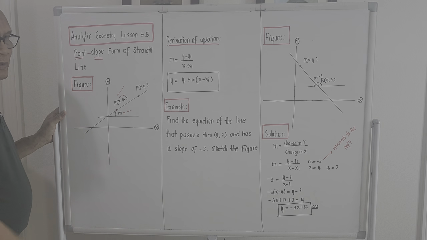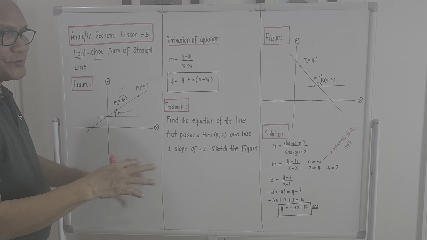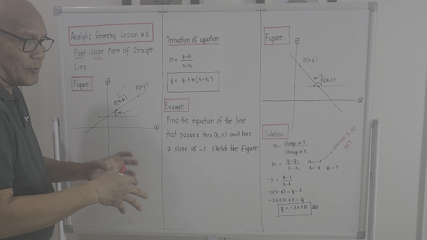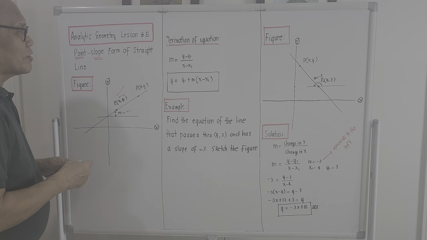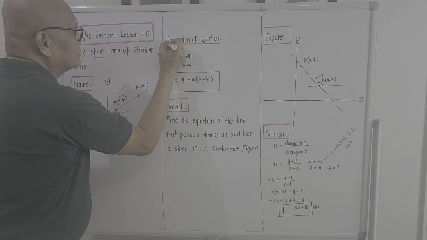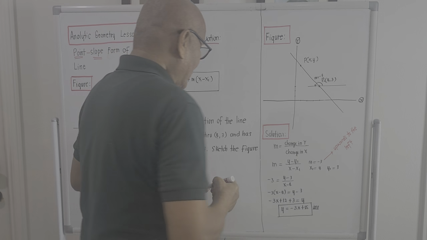Oh, this is an easy one. Don't be bored, guys. We are just on the topic straight line, so when we go to the conic sections, it's a little bit more complicated. Okay, let's try to bring out the derivation of the equation.